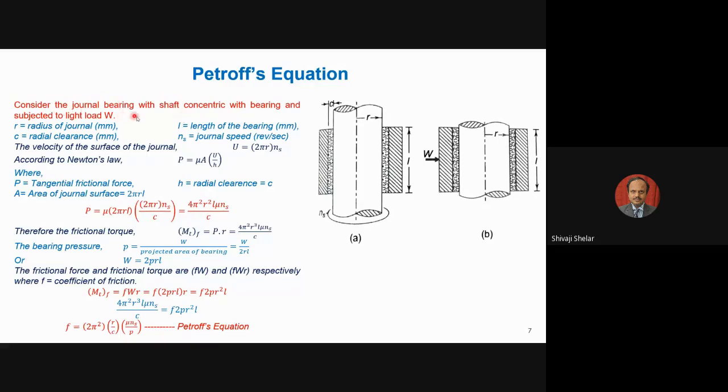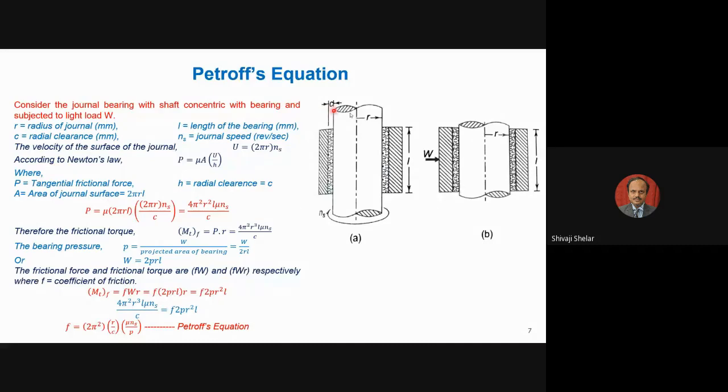Let's consider a journal bearing with the shaft concentric to the bearing surface and subjected to a light radial load of W. In this shaft, R is the radius of the journal, in millimeter. L is the length of the bearing, again in millimeter. C is the radial clearance.